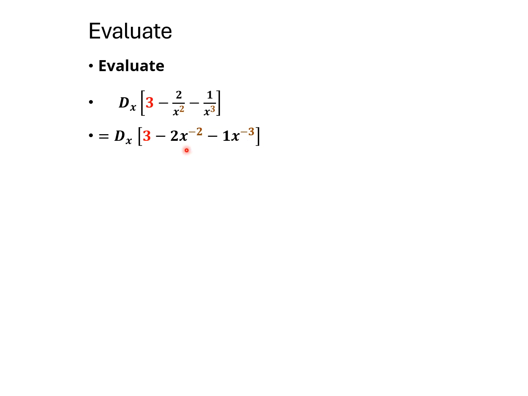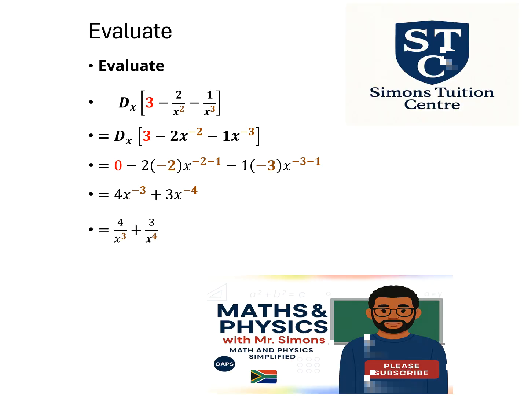Now from there, if I'm going to differentiate, I'm going to drop the d by dx. So if I drop that, the first derivative of 3 is 0, minus 2 times negative 2, x to the negative 2 minus 1, minus 3 times negative 1, x to the negative 3 minus 1. All right, that would give me positive 4x negative 3, positive 3x negative 4. If I take it to the bottom, that would be 4 over x cubed plus 3 over x to the 4. Right? I hope you follow and understand.